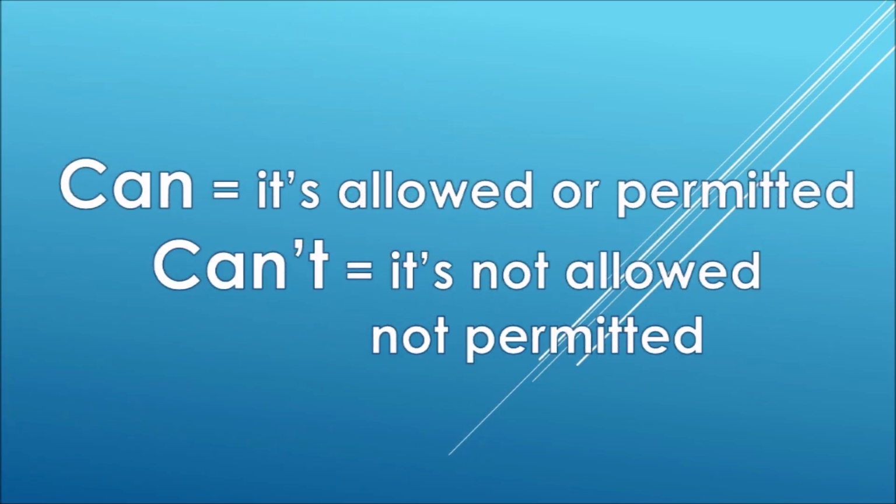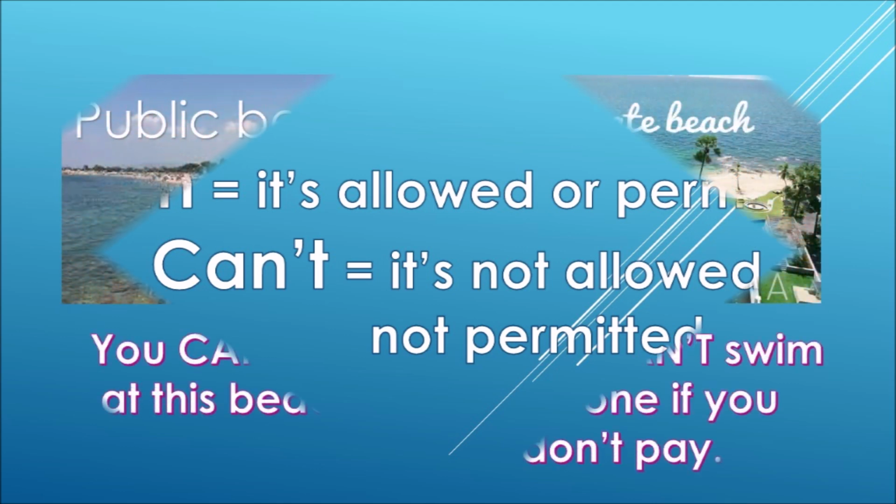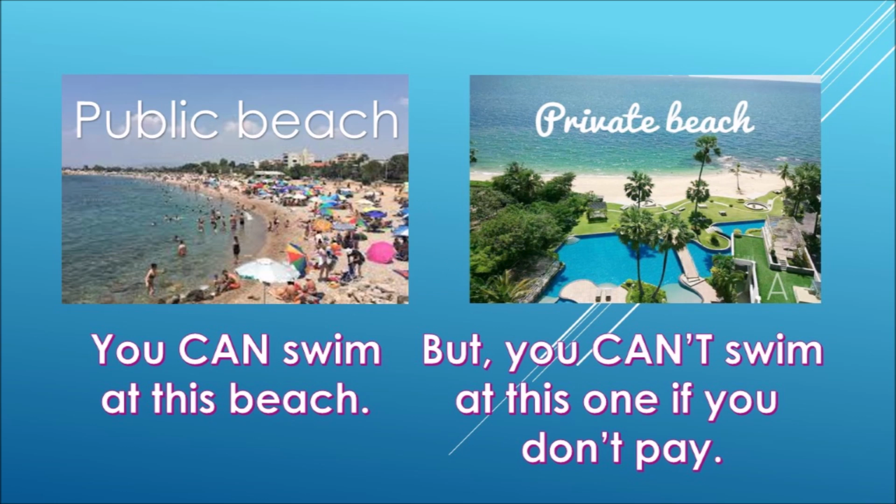Can means that something is allowed or permitted. Can't means that something is not allowed or not permitted. Look at these two beaches. We have a public beach and a private beach. Obviously, you can swim at the public beach with no problem, but you can't swim at the private beach if you don't pay.